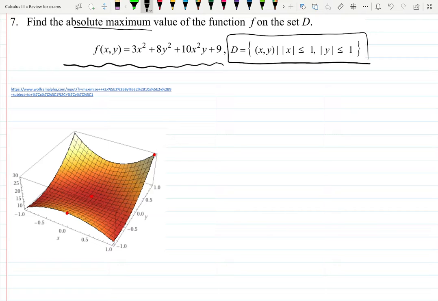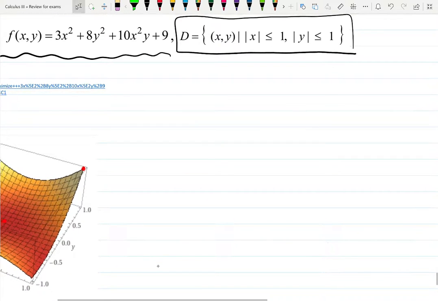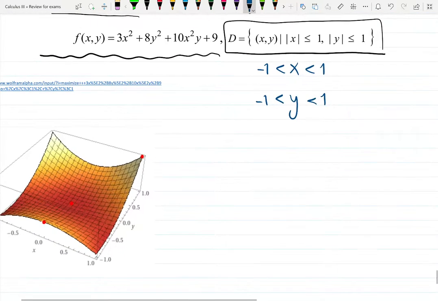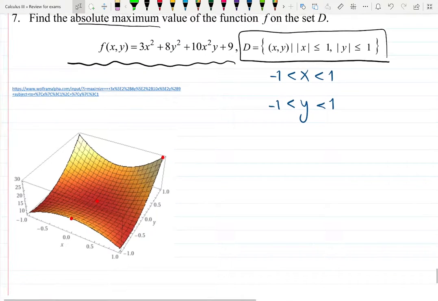That is my restriction, restricted domain. X values should be less than 1 by absolute value, and Y values the same thing. Maybe it's easier for you to imagine if you write down that X should be between -1 and 1, and Y should be between -1 and 1. So that's my restriction. From all the points, I have to have this restriction.